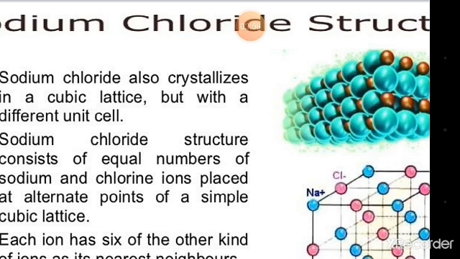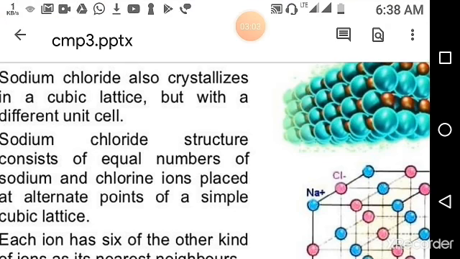Na plus or Cl minus ions could occupy the corners and face-centered positions, with the ions of opposite type occupying the alternate positions in between them. Each ion is surrounded by 6 ions of the other type, so that the coordination is 6:6. If you look at the diagram carefully, you can see the sodium ions and chlorine ions alternating with each other.